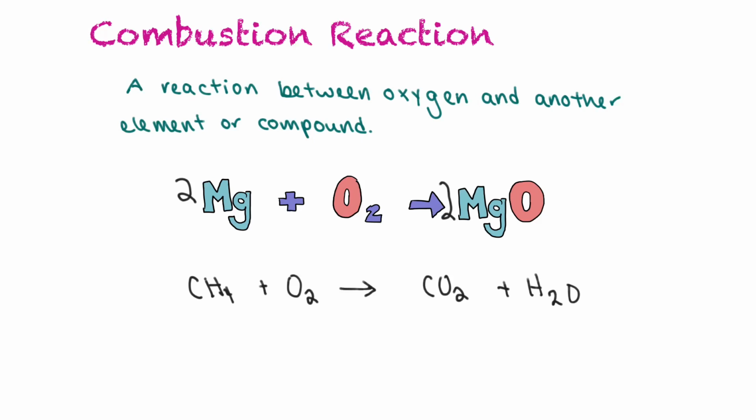We need to balance it out. So we have 4 hydrogens over here, but only 2 here. So we need to put a 2 there. Now that makes 4 hydrogens, but then 1, 2, 3, 4 oxygens. So we need to put a 2 beside that one. So now our equation is balanced.